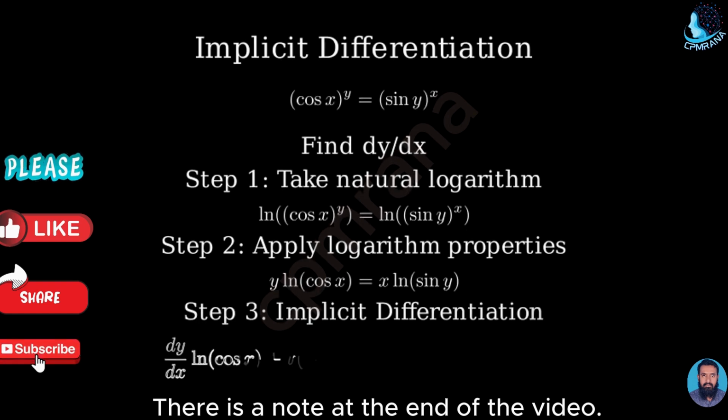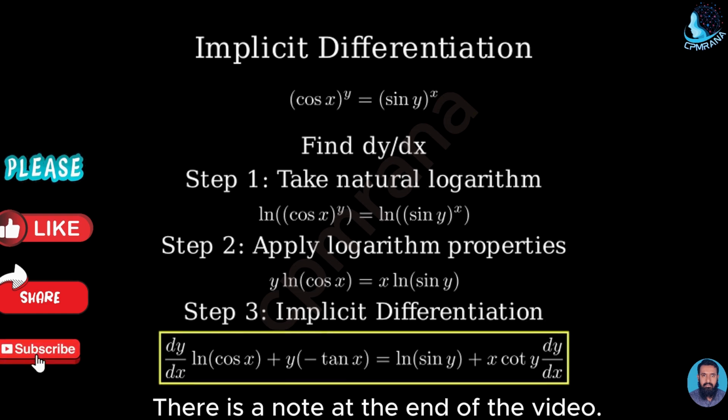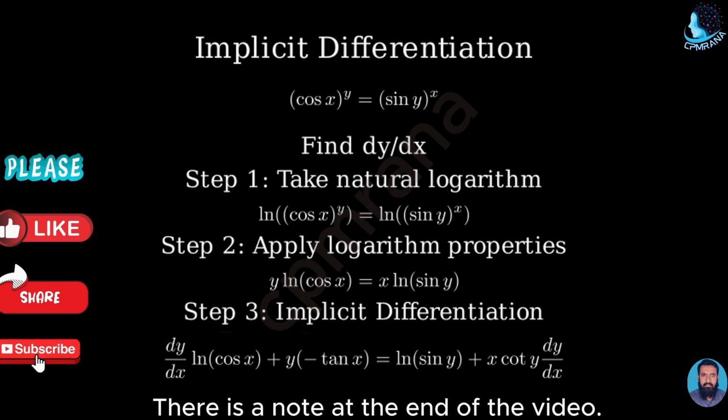Now comes the challenging part, implicit differentiation. We need to differentiate both sides with respect to x. On the left side, we use the product rule since we have y times ln of cos x. On the right side, we have x times ln of sin y. And remember, y is a function of x.